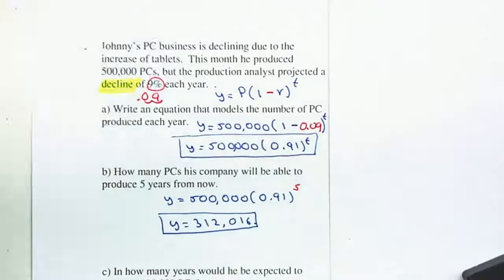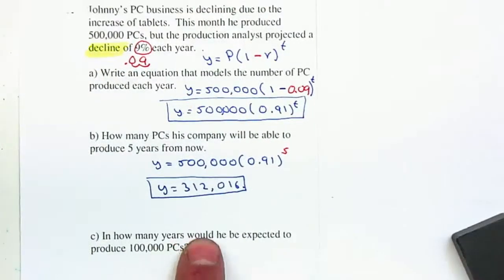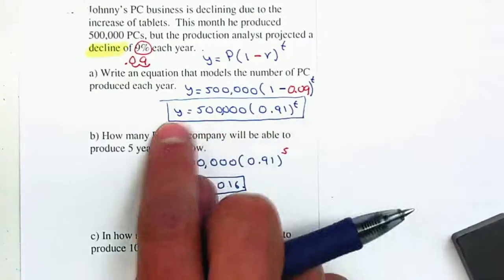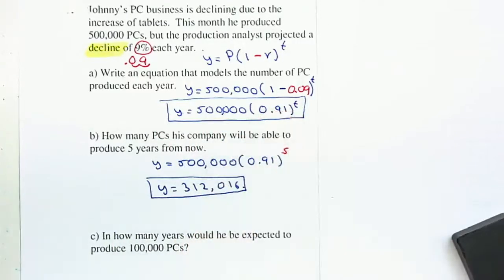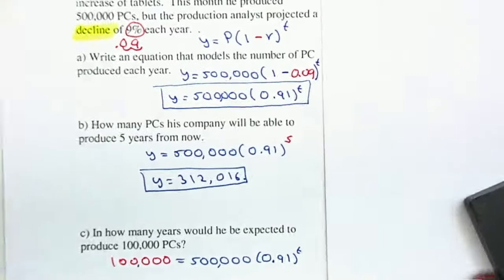Letter C. On letter C, it's asking you, how many years will he be expected to produce 100,000 pieces? So therefore, am I applying the 100,000 into the y or into the t? Into the y. And remember, they're asking for how many years, so therefore we need to solve for t. So it'll be 100,000 equal to 500,000 times 0.91 to the power of t. And now I just need to solve for t.